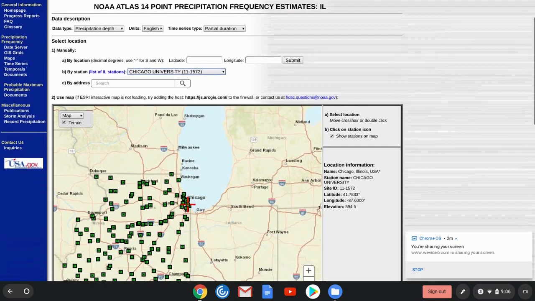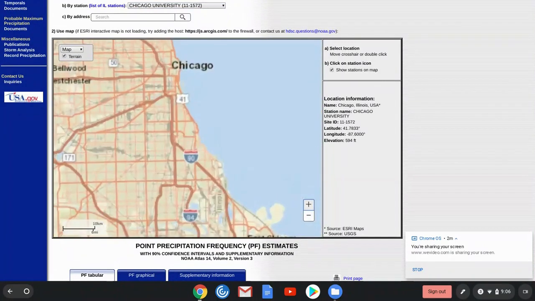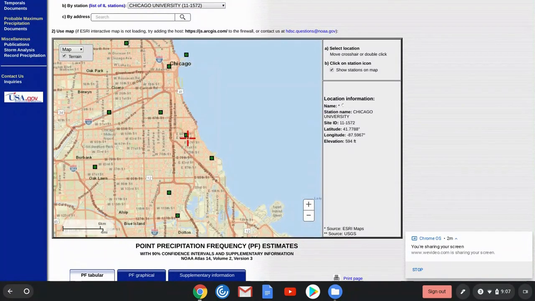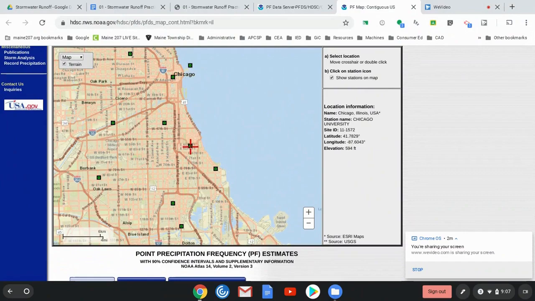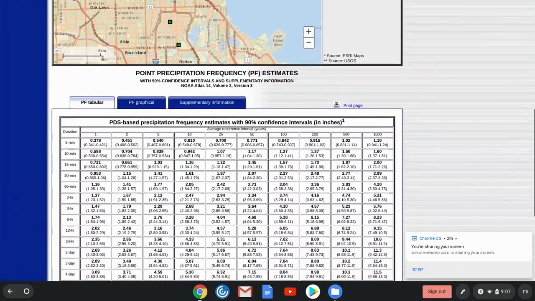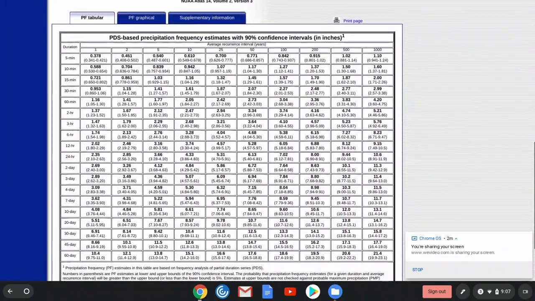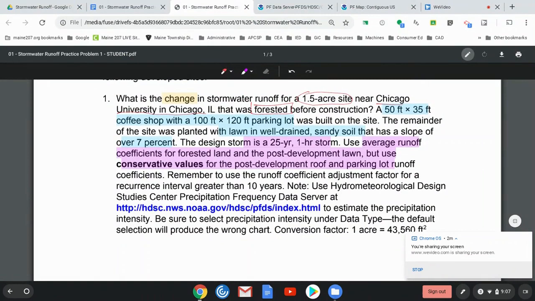All right, it's going to take a little bit. All right, zoom in a couple times. So station is Chicago University. And there we have it. So we need the 25-year, 1-hour storm. So 25-year, 1-hour storm is 2.42. You see that number right here, kind of in the middle, top of the screen. So 2.42 inches per hour. All right. So we'll make a note of that.